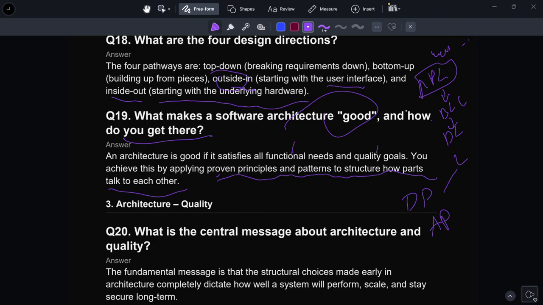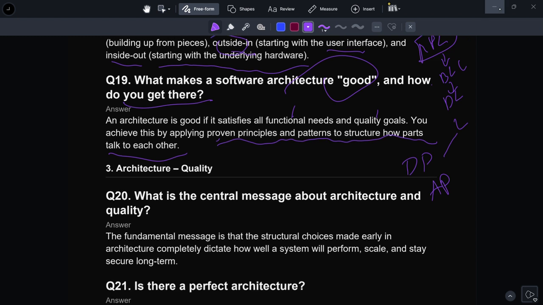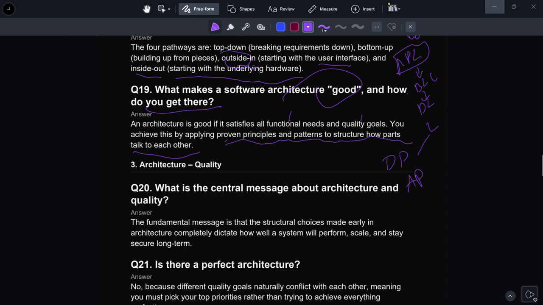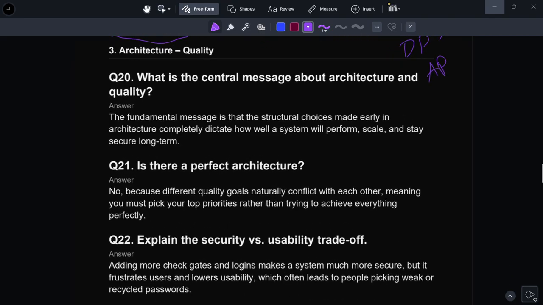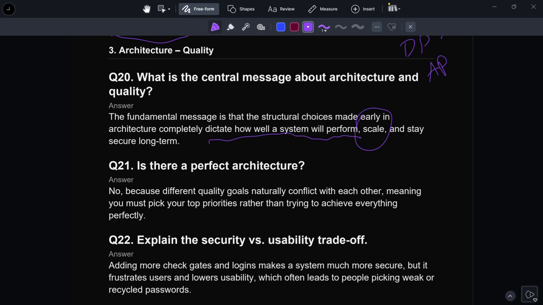Now, we look at what the central message about architecture and quality is. The fundamental message is that the structural choices made early in architecture completely dictate how well a system will perform, how well it will scale, and how it stays secure long-term. So we look at it as a quality reality, with the ATM example, like building a cruise ship, for example.